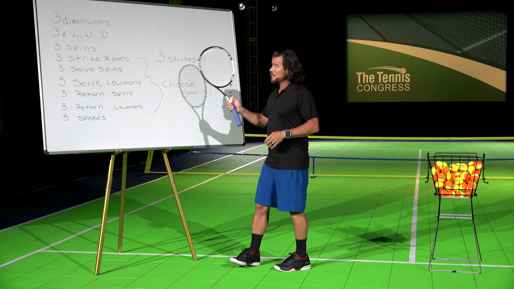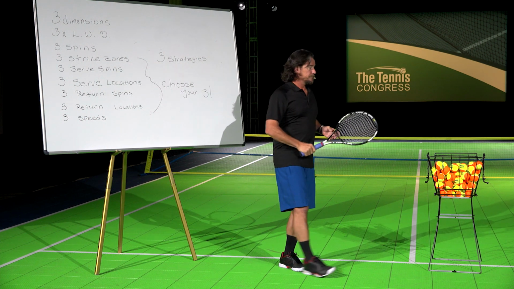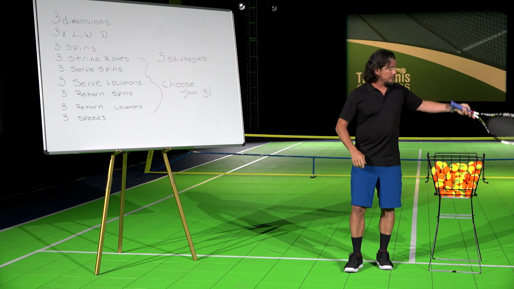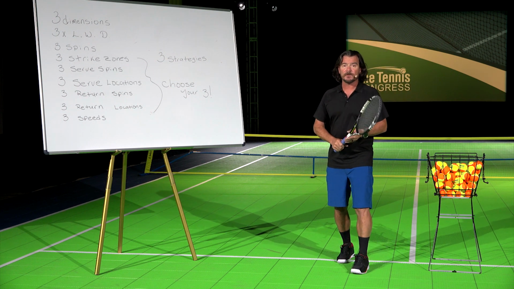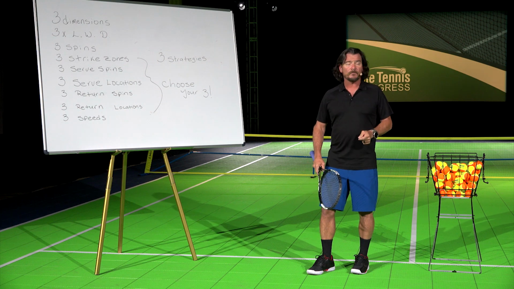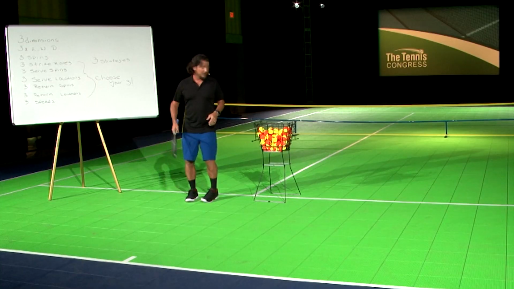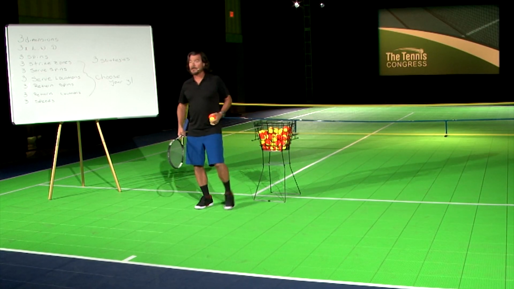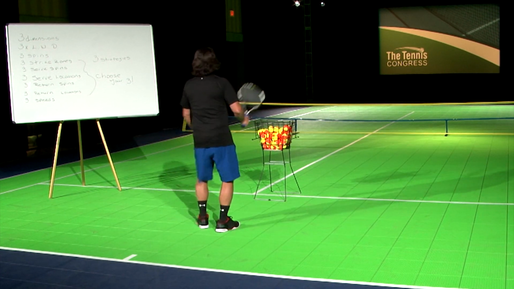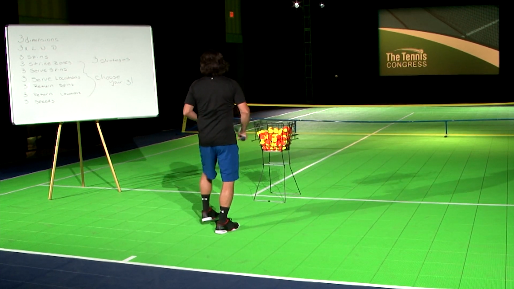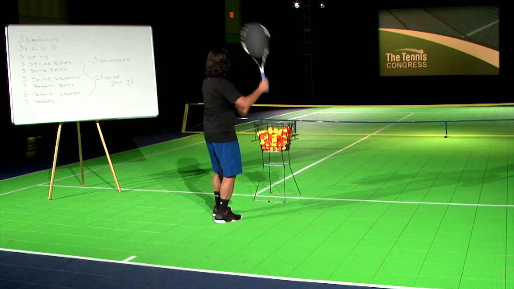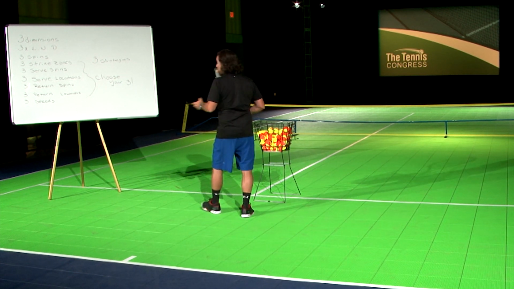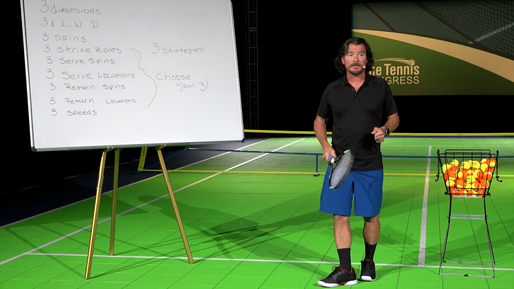There are 3 serve locations: wide, body, and tee. You talk to any good coach and they'll tell you body backhand, body forehand. That's great. But I was talking to Bob the other day, and Bob said, I serve like this. So Bob has 3 choices, maybe 2. But Bob can still serve wide or body or tee with practice.